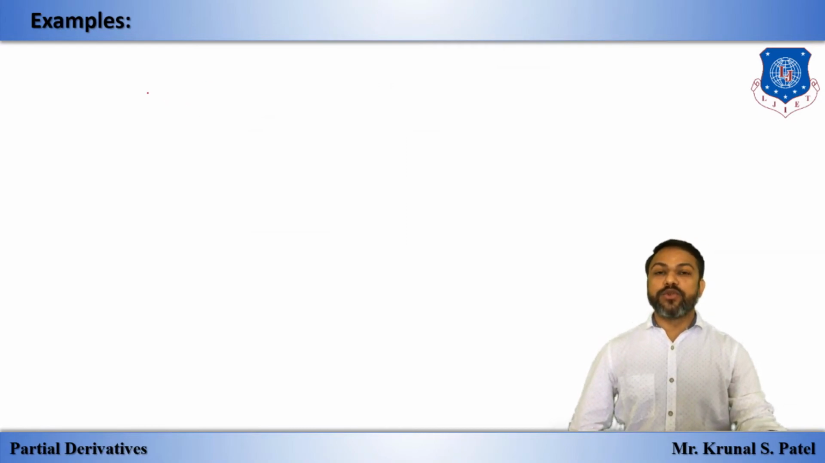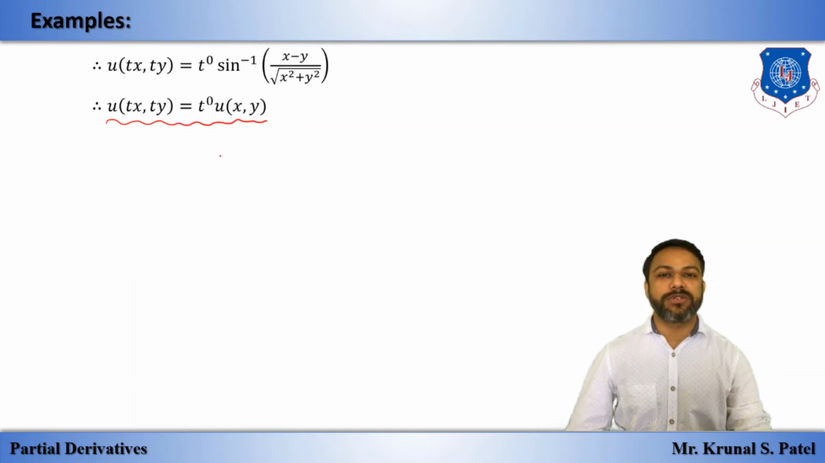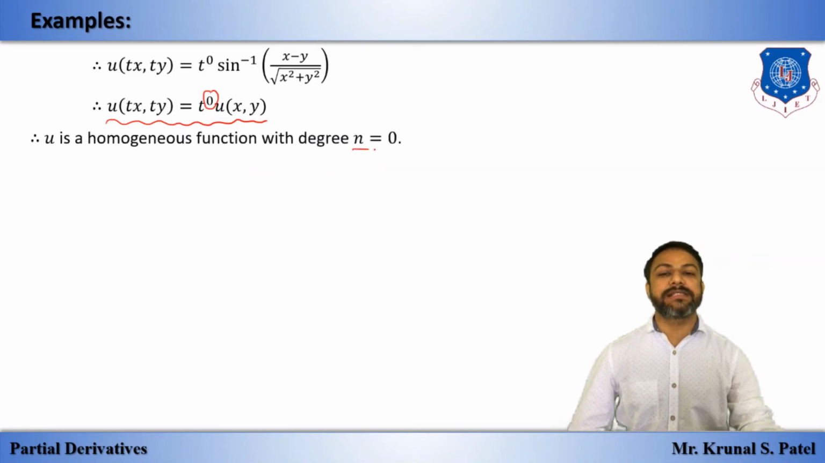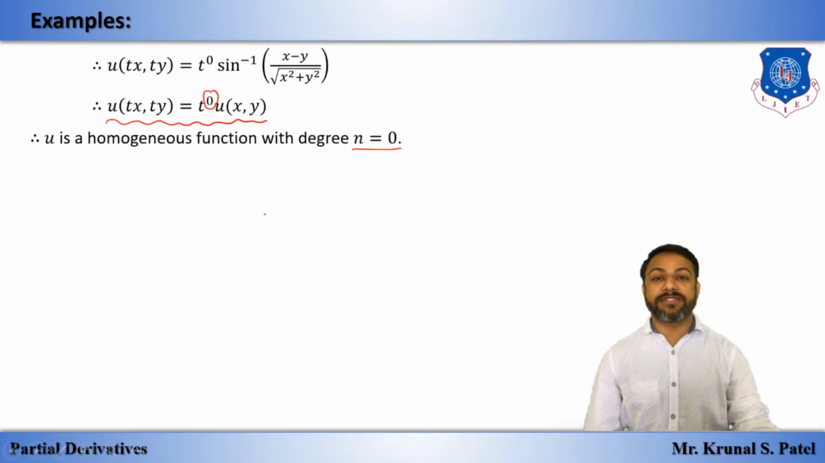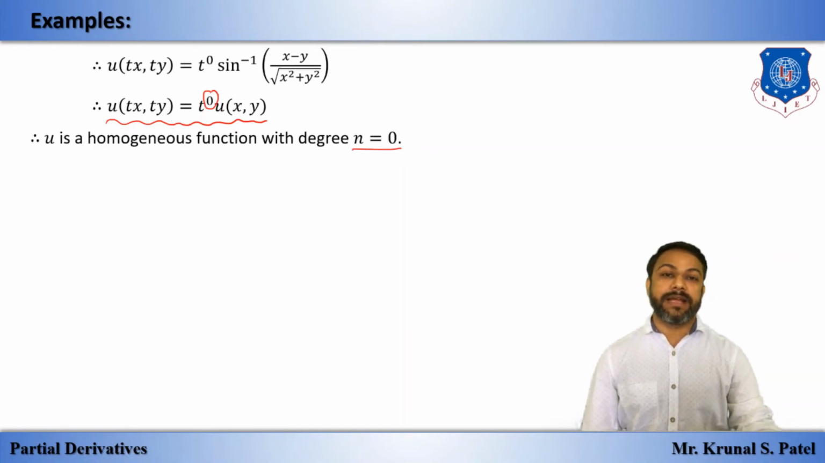Okay, u of tx comma ty is equal to t raised to what? 0. Yes, and into sine inverse of this, which is our u of x comma y. So this is the same as our definition. So u is a homogeneous function, and the degree of the function is this 0. 0 is our degree. So degree is 0. Okay, so here you have seen how this example is different from that. It is quite different in that t will cancel out from the function, so we have to use t raised to 0.